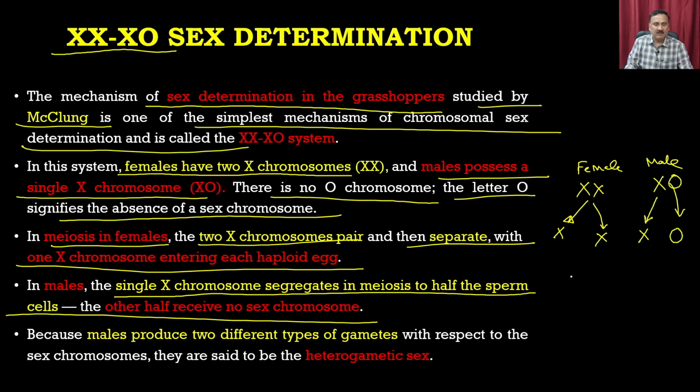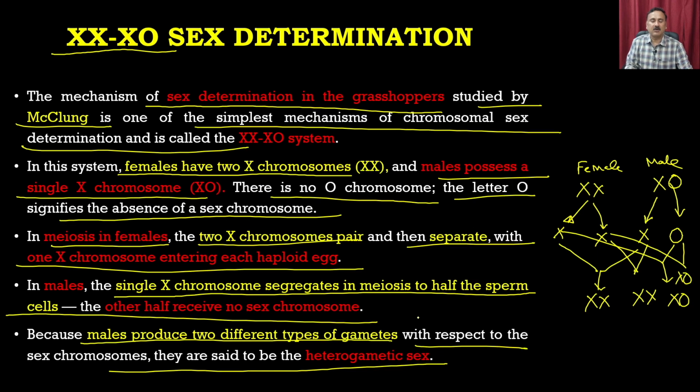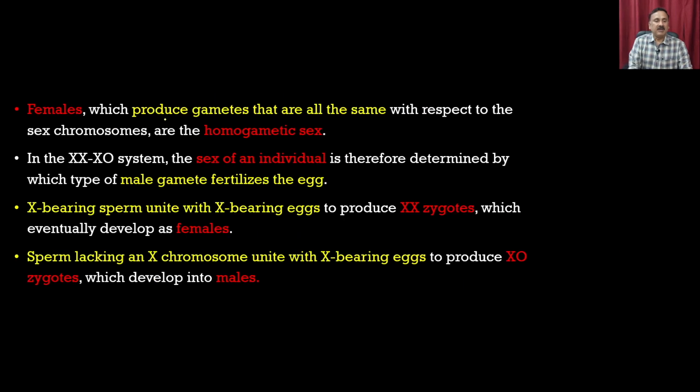Now when there is fertilization, if the X goes with X, then it is going to produce XX, right? And if the X goes with O, then it is going to produce XO, and with this one also you are going to produce XO, right? Because the male produces two different gametes with respect to the sex chromosome, they are said to be the heterogametic sex. Females produce gametes that are the same with respect to the sex chromosome, and are the homogametic sex.